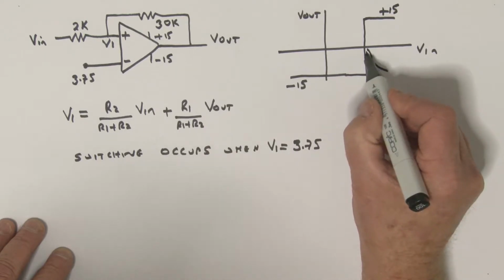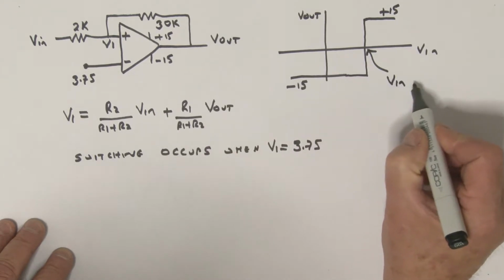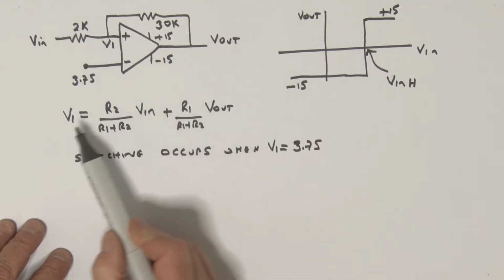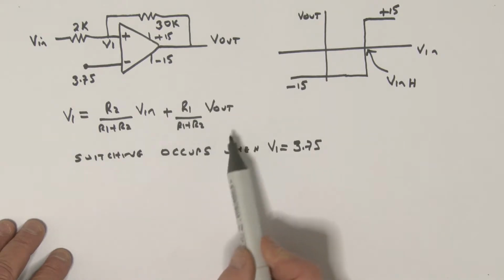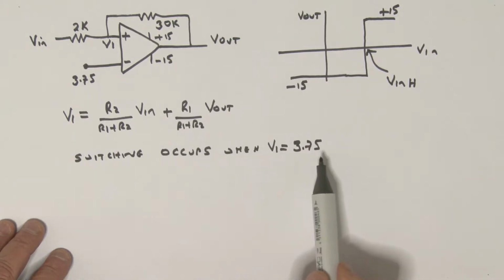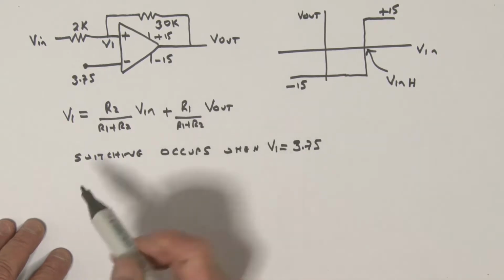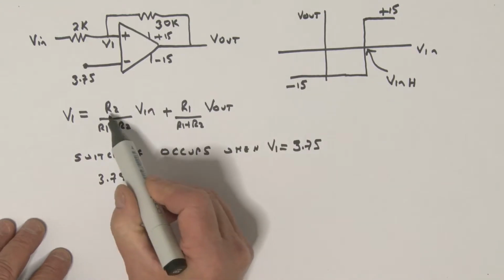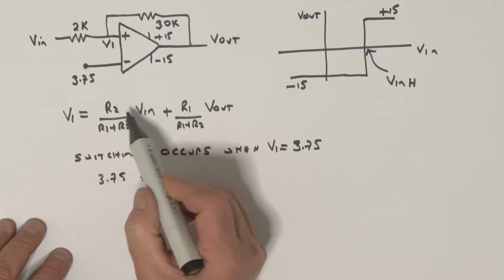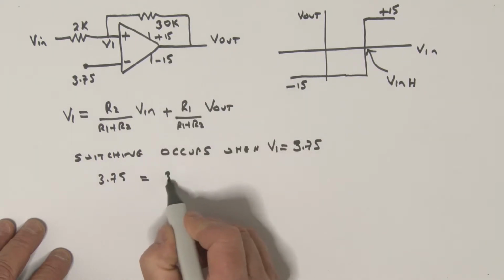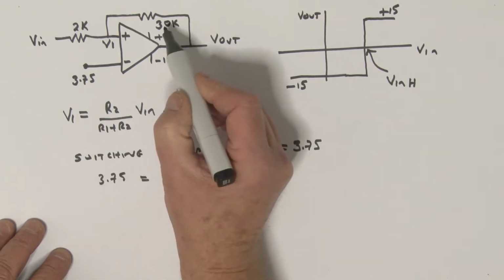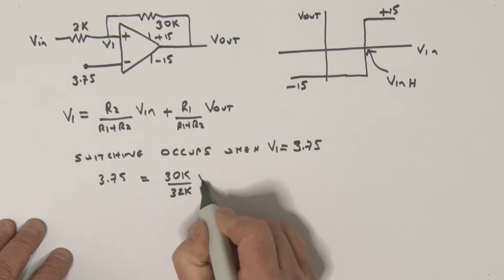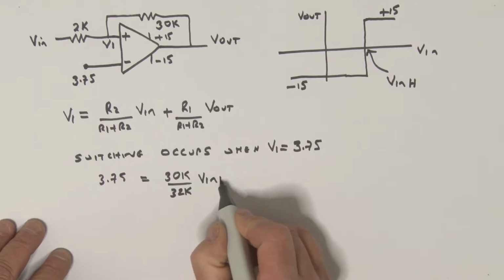Now we want to initially find this value of V in, which we're calling V in H. So this is when switching occurs. I'm going to take this expression for V1 and equate it to 3.75. So here we go. 3.75 is going to be equal to R2 over R1 plus R2. Let me put in values as we go. R2 is 30K. R1 plus R2 is 30 plus 2K, so that's 32K. That's multiplied by the special value of V in, which we're calling V in H.